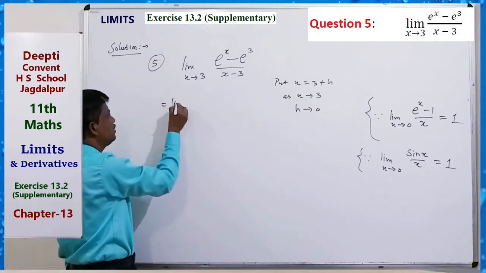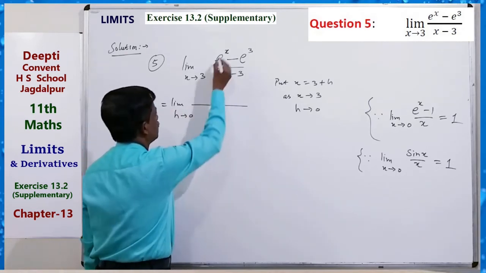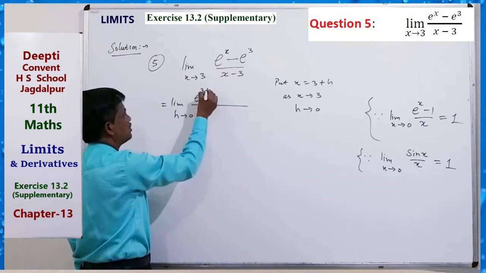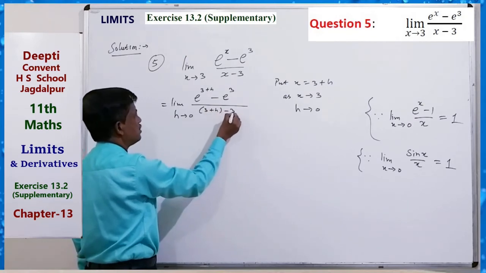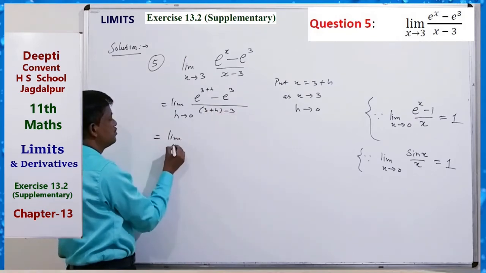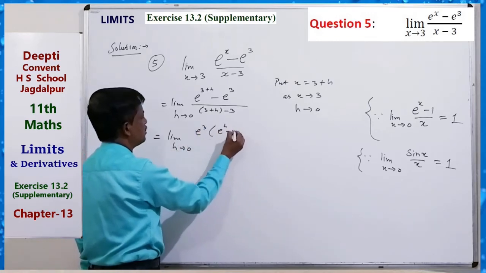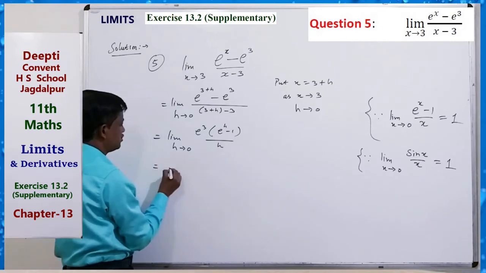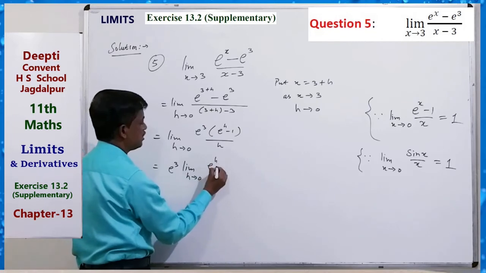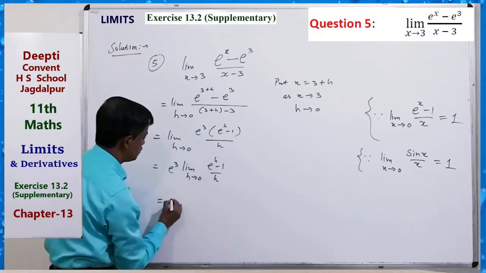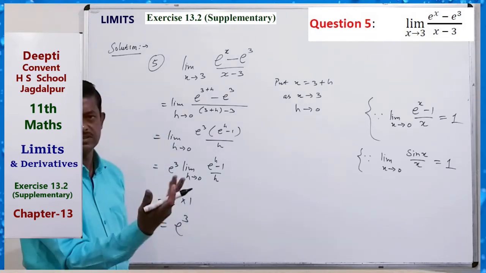So it can be written as limit h tending to 0 of (e to the power 3 plus h minus e to the power 3) upon (3 plus h minus 3), which is limit h tending to 0 of e to the power 3 times (e to the power h minus 1) upon h. So e to the power 3 into 1 equals to e to the power 3. Same question, okay.